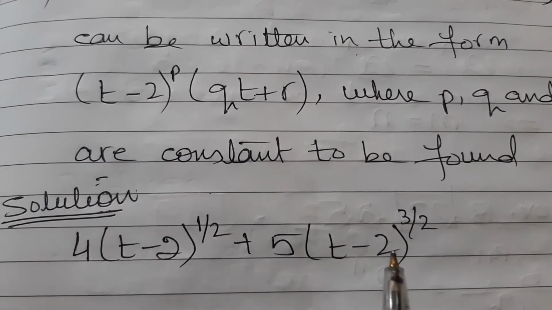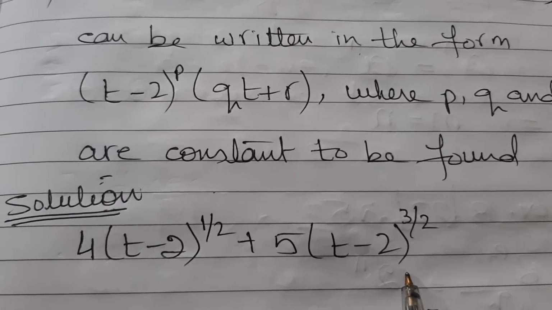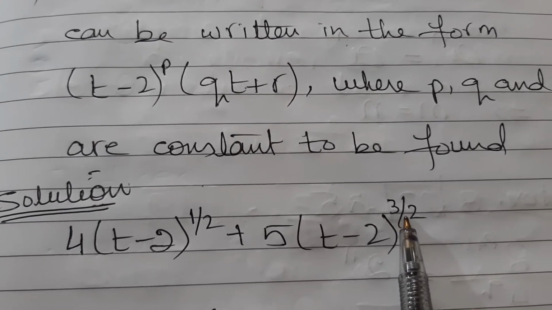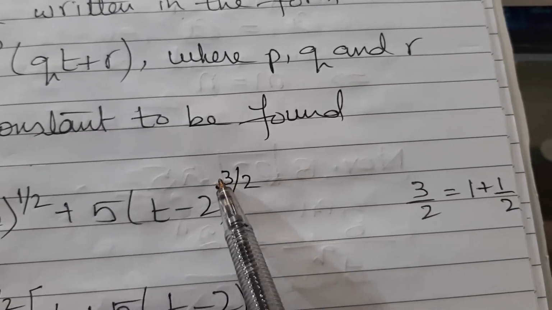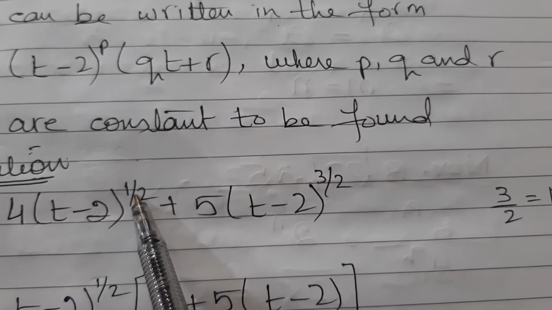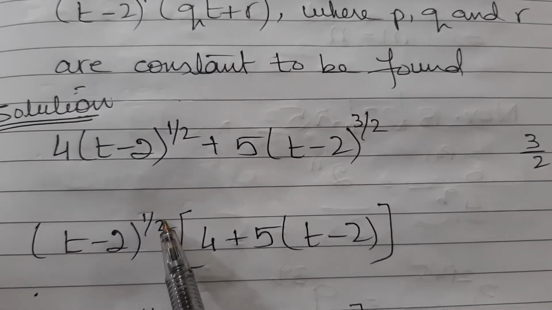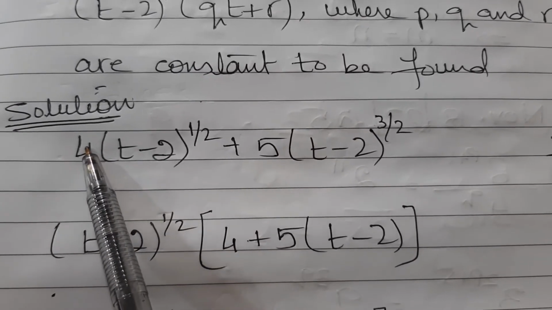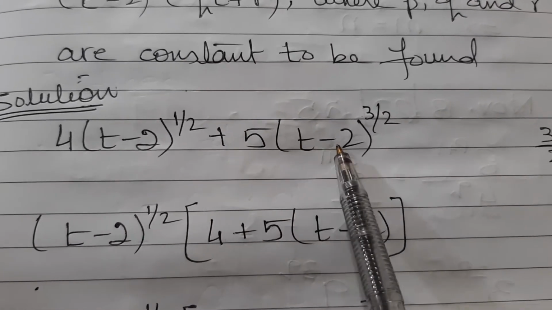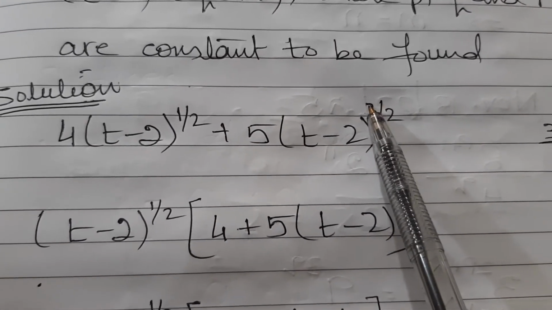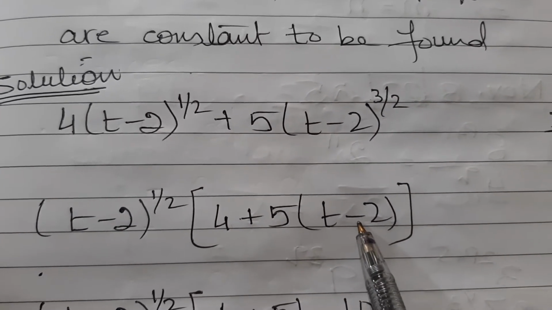So if you see, this term t minus 2 is present here and present here. So it's a common term, but the powers are different. 3 over 2 can be written as 1 plus half. So basically, t minus 2 has power half here, and here it is 1 plus half. So I can take t minus 2 power half common out. So what is left from here? 4 plus 5 and t minus 2 power 1, because 3 over 2 was equal to 1 plus half. So half has gone out and 1 is still here, which I am writing like this.